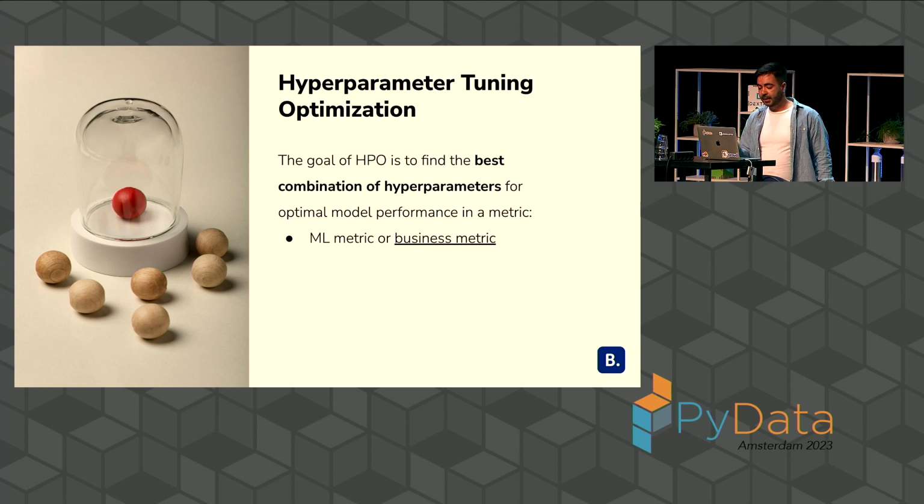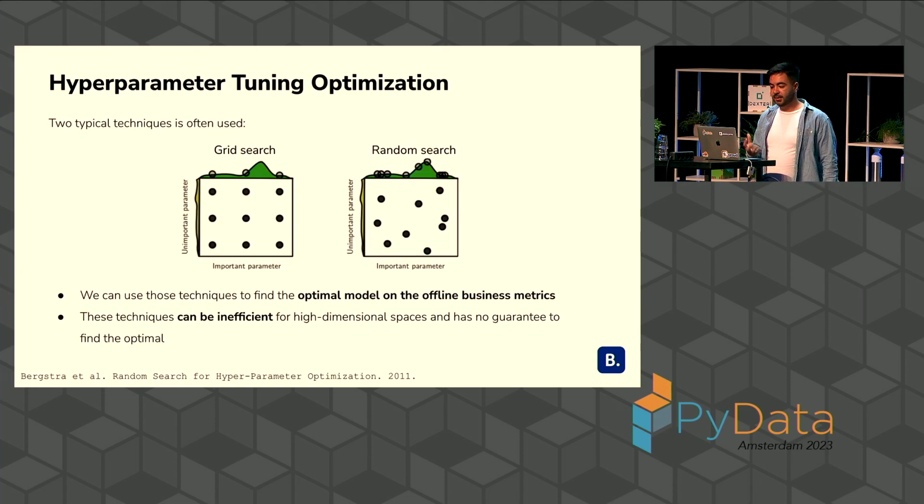One that I like more is hyperparameter tuning optimization. Again, here we're trying to find the best combination of hyperparameters in your models, right? And we still do that with the ML metric and not with the business metric. Just to point out that there are two simple techniques that we use, grid search and random search, and those are techniques with which we can find the best model on business metrics on these sets. Now, these techniques can be inefficient for high dimensional spaces like trees or gradient boosting machines, where you have too many hyperparameters to try out, and you're not going to be guaranteed to find the optimal model with your search.